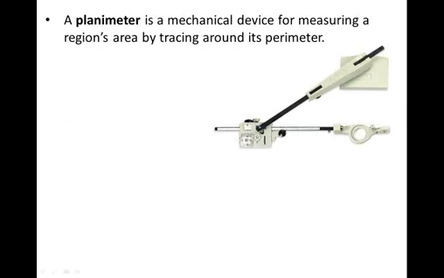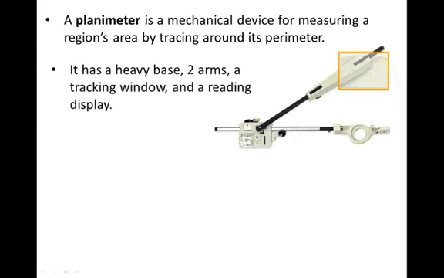A planimeter is a mechanical device for measuring a region's area by tracing around its perimeter. A standard two-armed planimeter like this one has a heavy base to keep it from moving, two arms that allow it to move and rotate around, a tracking window that lets you see the perimeter of the shape, and a reading display that we can use to compute the area. Now the reading display is kind of technical on a planimeter, so I want to show you what it looks like and how you read from it.